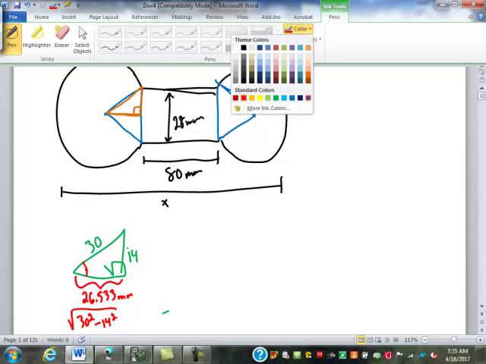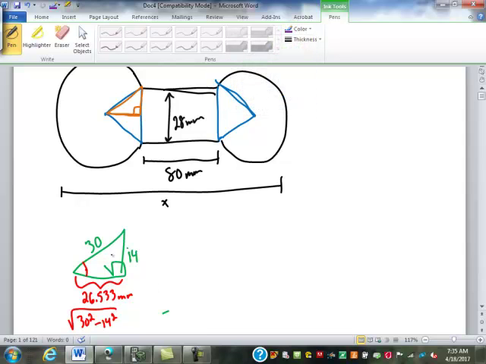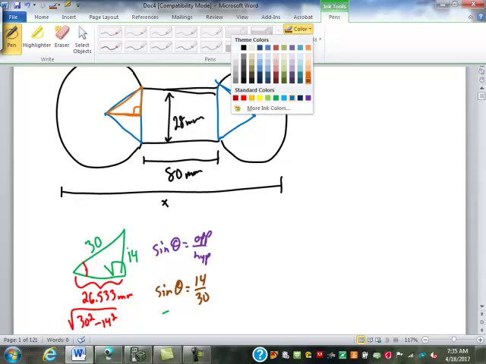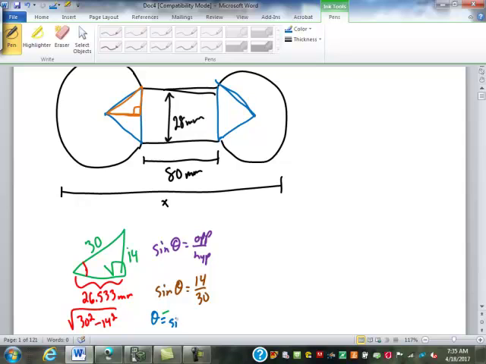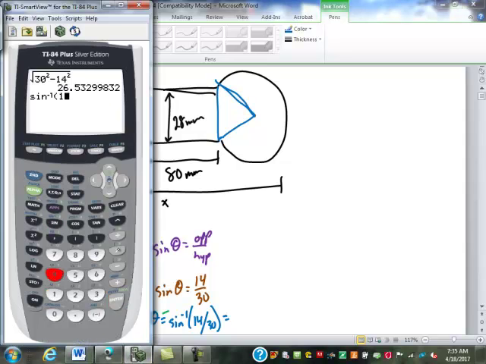The angle is going to be a sine here. We have the opposite and hypotenuse sides. So it's going to be the sine of that missing angle equals 14 over 30. So the angle is going to equal the inverse sine of 14 over 30, 27.82 degrees.